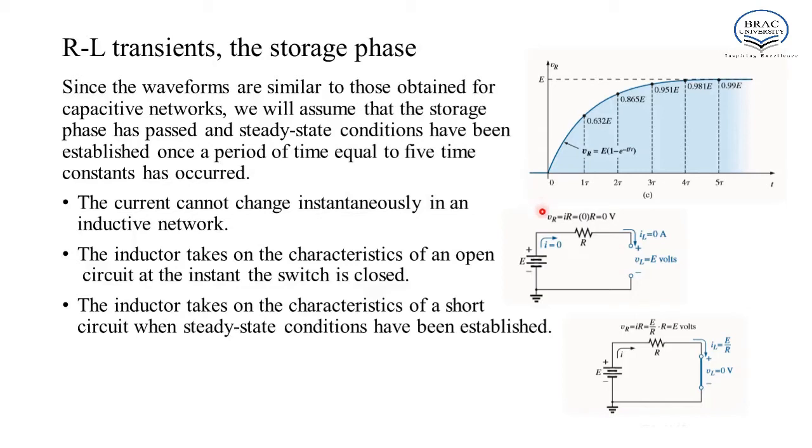The current cannot change instantaneously in an inductive network. The inductor takes the characteristics of an open circuit at the instant the switch is closed, and the inductor takes the characteristic of a short circuit when steady state conditions have been established.